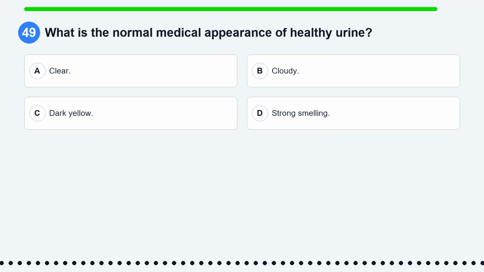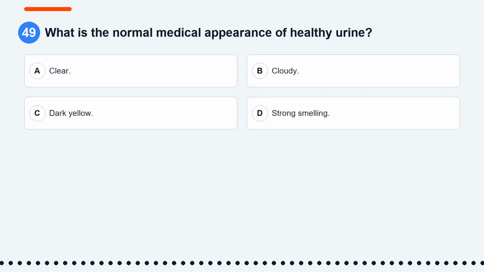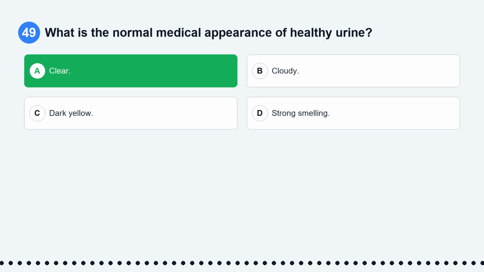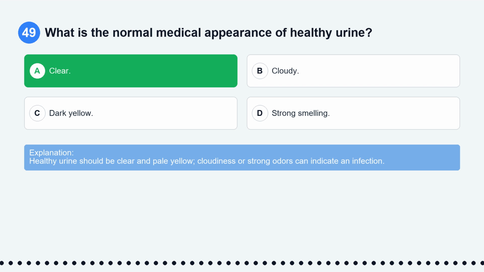Question 49. What is the normal medical appearance of healthy urine? Option A. Clear. Option B. Cloudy. Option C. Dark yellow. Option D. Strong smelling. The correct answer is option A. Clear. Healthy urine should be clear and pale yellow. Cloudiness or strong odors can indicate an infection.